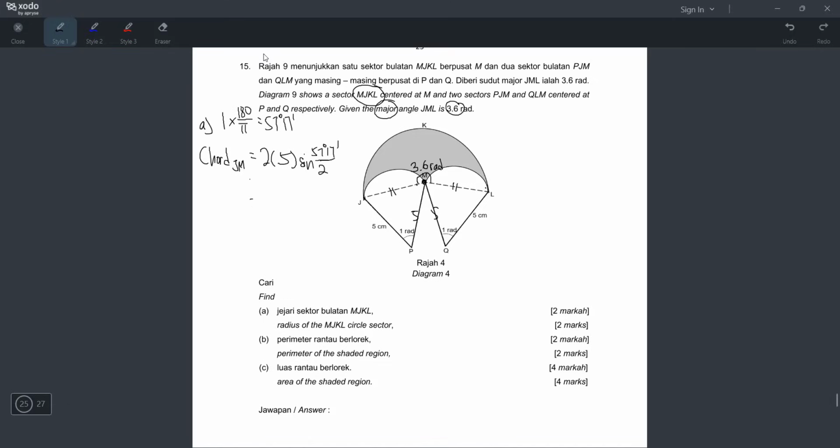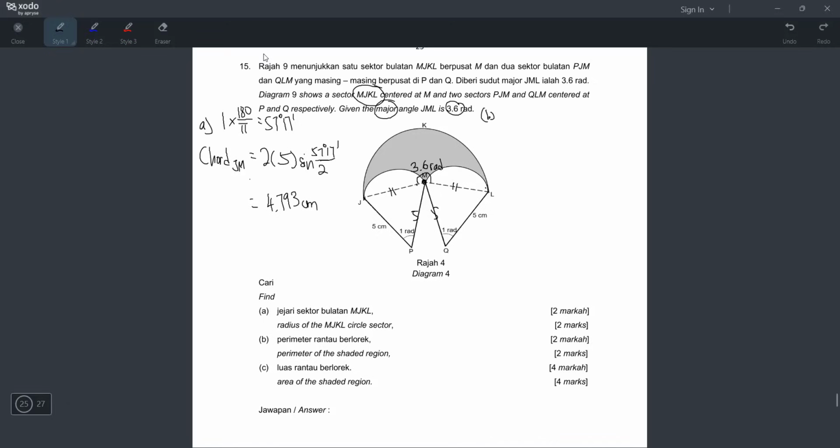So after I calculate this, I will get my answer. 2 times 5 is 10. So it will be 57 degrees 17 minutes, divide 2, and then sine, and then times 10. My calculator gives me 4.793. I will always write 4 significant figures. So this is how I write. You can write more if you want, it's up to you.